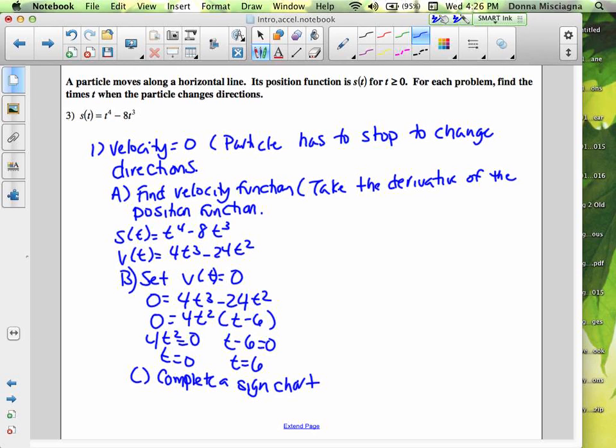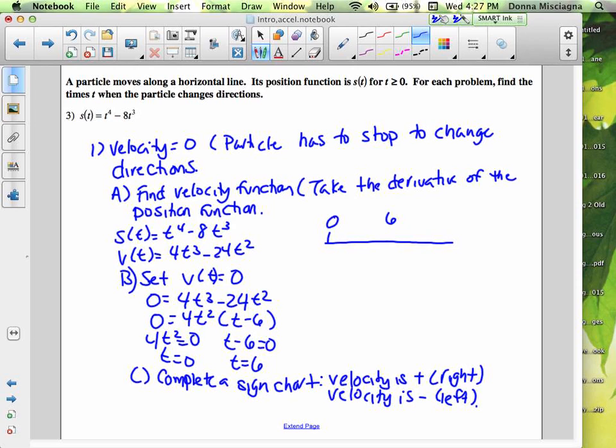Because when velocity is positive, our particle is moving to the right, and when velocity is negative, our particle is moving to the left. Okay. So I'm going to just complete that over here. So I have 0, which is when it's at rest, and then 6. Right, so negative numbers aren't going to mean anything here. So let's find a number on either side of 6.